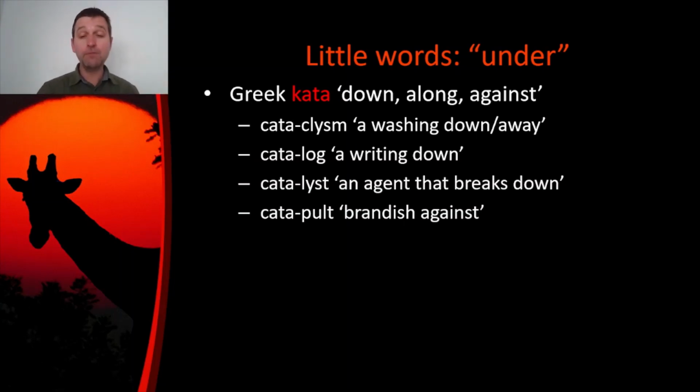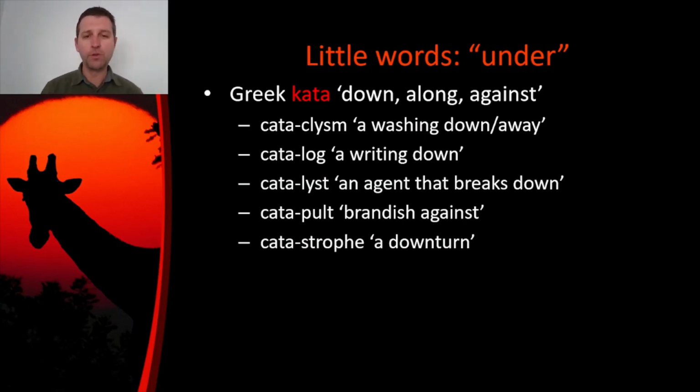Catapult, this one's interesting. Originally in Greek, this meant to brandish against. So it was actually just any weapon that you would brandish against somebody, and then it came to be used for a particular kind of weapon that you would brandish or use against an enemy, but that was the original meaning. Catastrophe, this is a word we use pretty often.